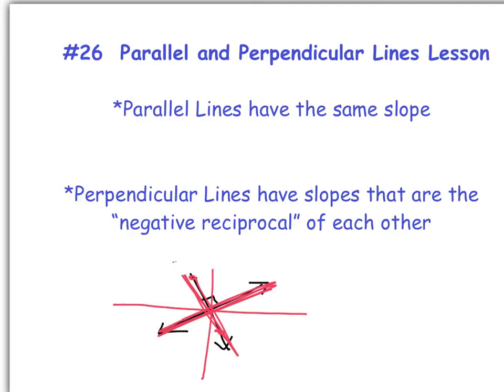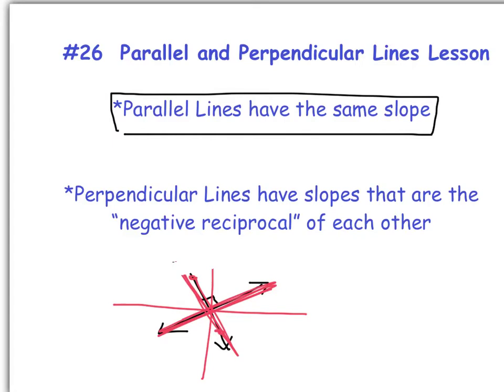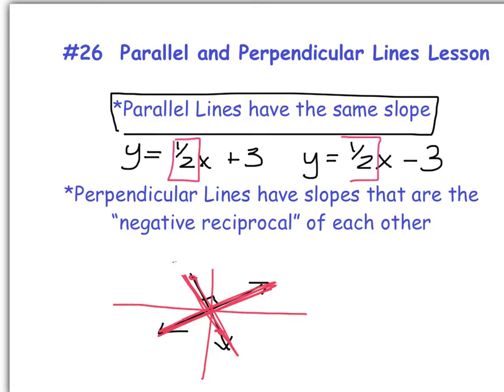All right, so parallel lines, they tell us, have the same slope. So if I had y equals 1/2 x plus 3, a parallel line to that would be y equals 1/2 x, same slope, and maybe I say subtract 3. They're going to be parallel because of the slope. The slope is the same.